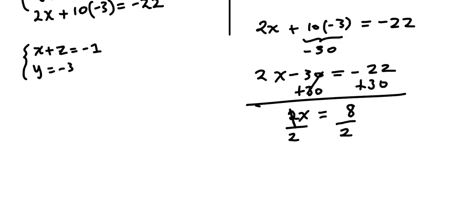So that's 2 over 2 equals 1. 1 times x is just x, and 8 divided by 2 is 4. So now I have x equals 4, which in my next step, I can replace the x in the top equation here with 4.